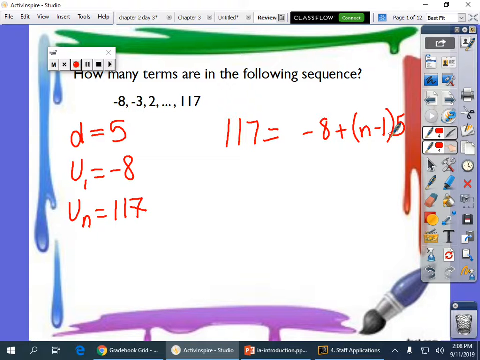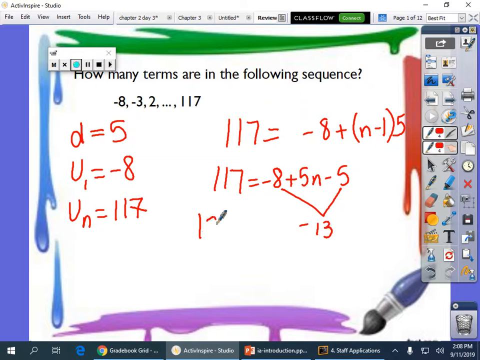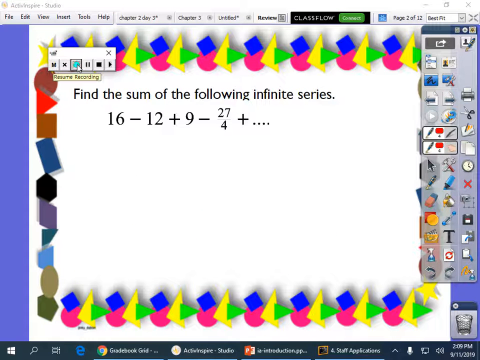Now you're just going to do the algebra. 117 equals -8 plus 5n minus 5. This makes -13. I add it. 130 equals 5n. N equals 26. Okay, find the sum. So now I'm going to use S of n.